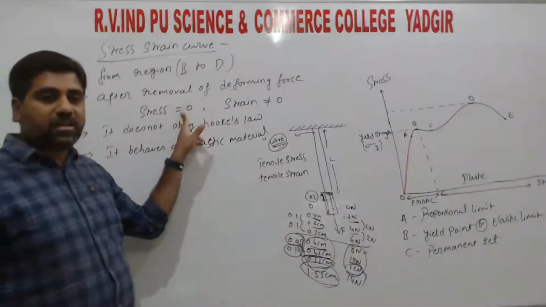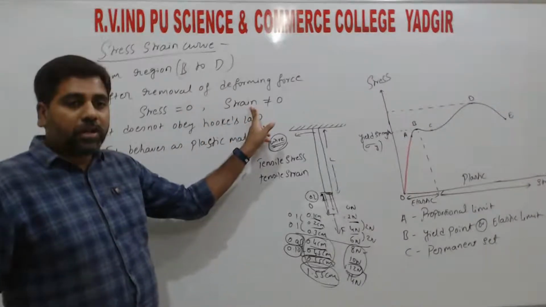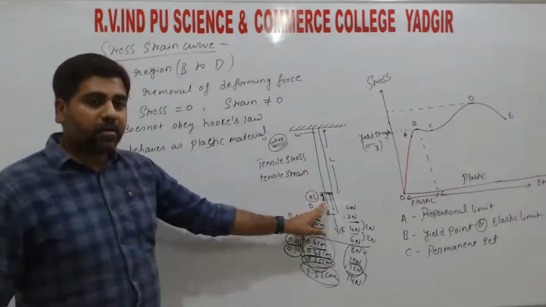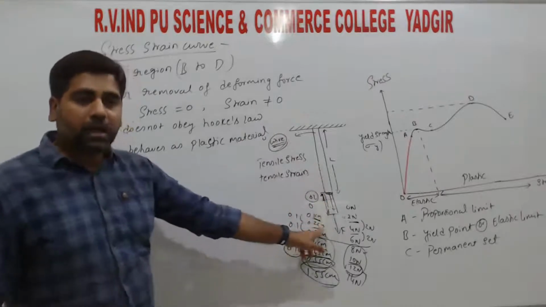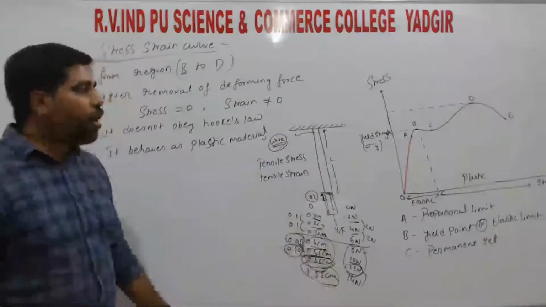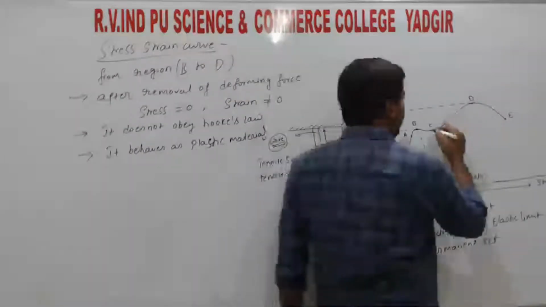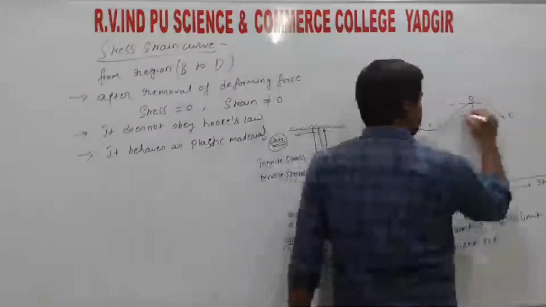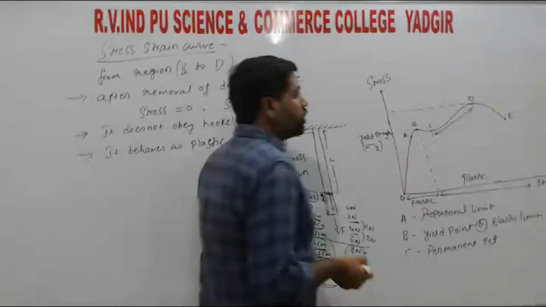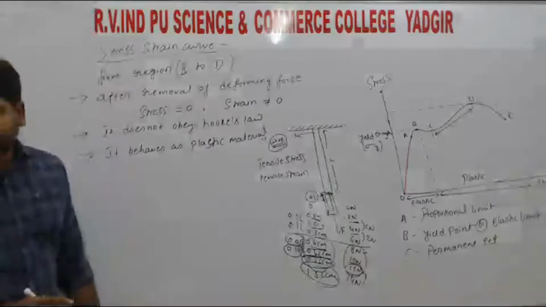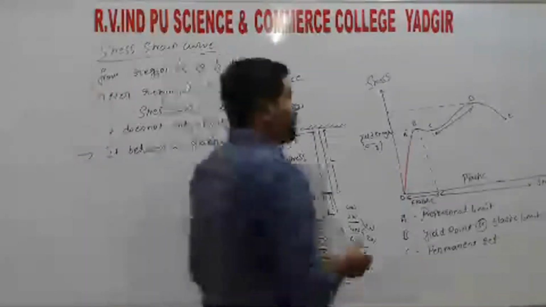So when stress is equal to 0, strain is not equal to 0. That means there is some strain in the wire. So the wire becomes much longer, right? So after that, the region lies between the points C and D, as brittle.